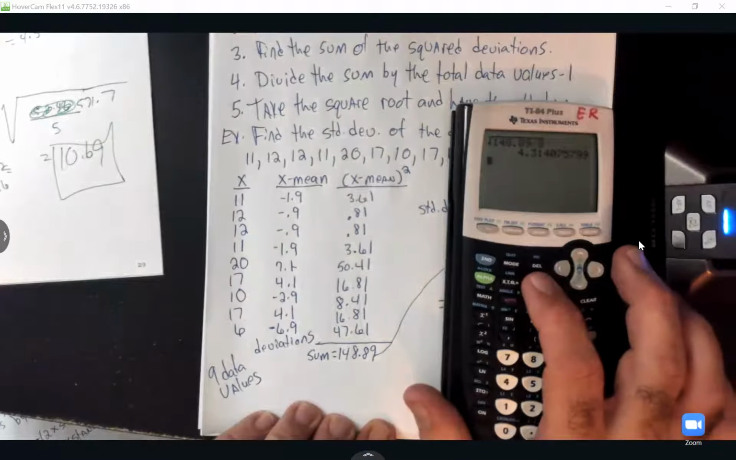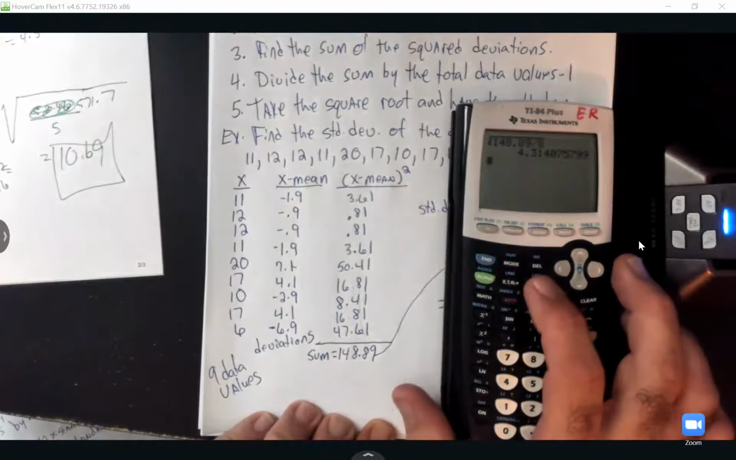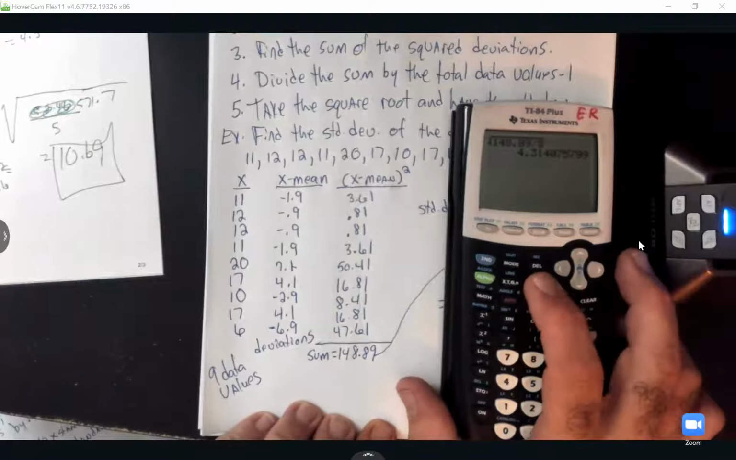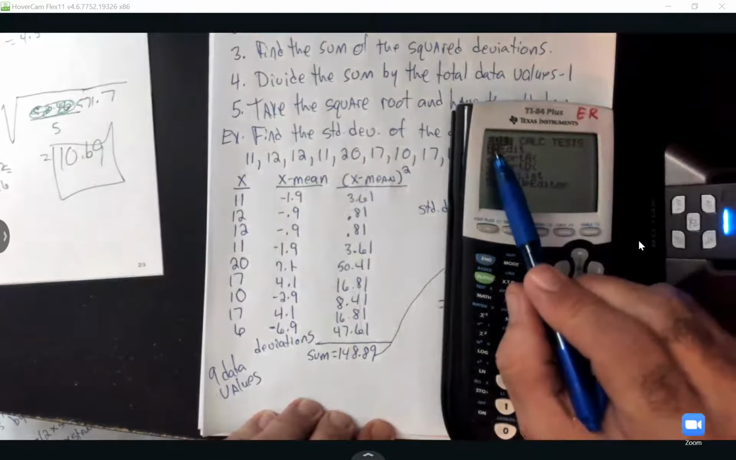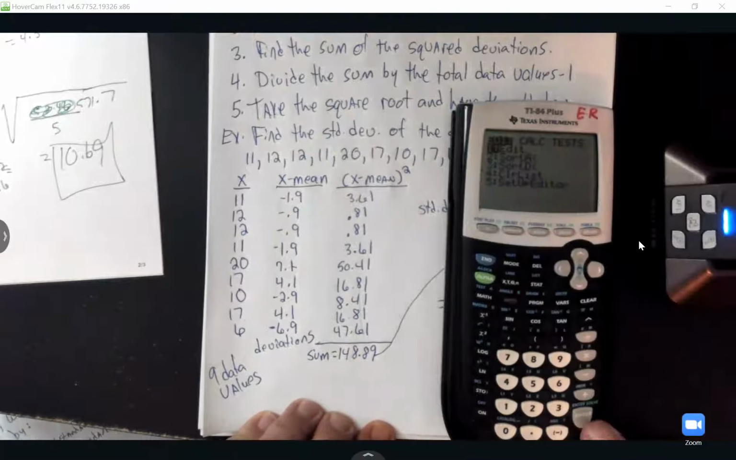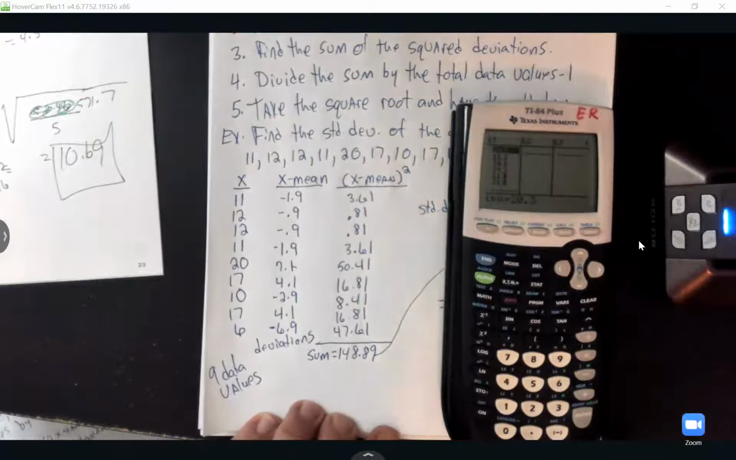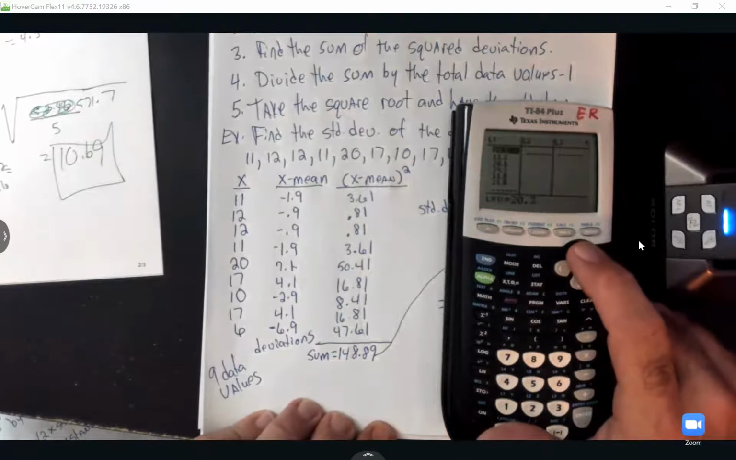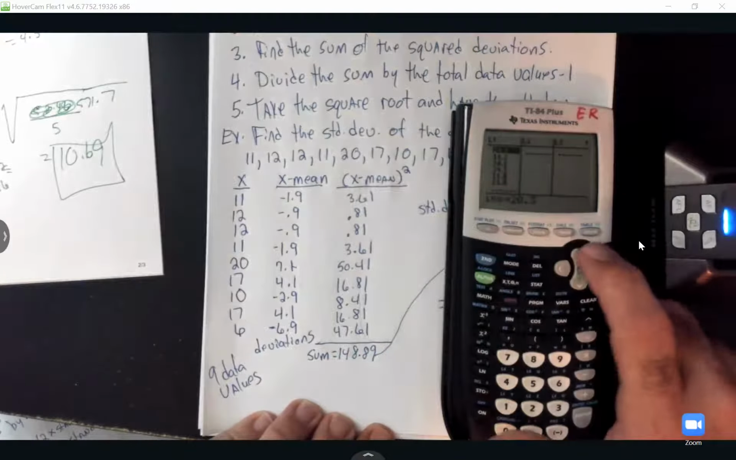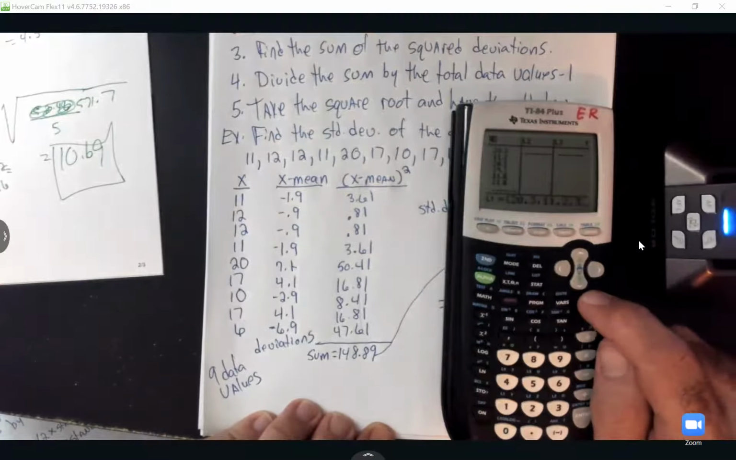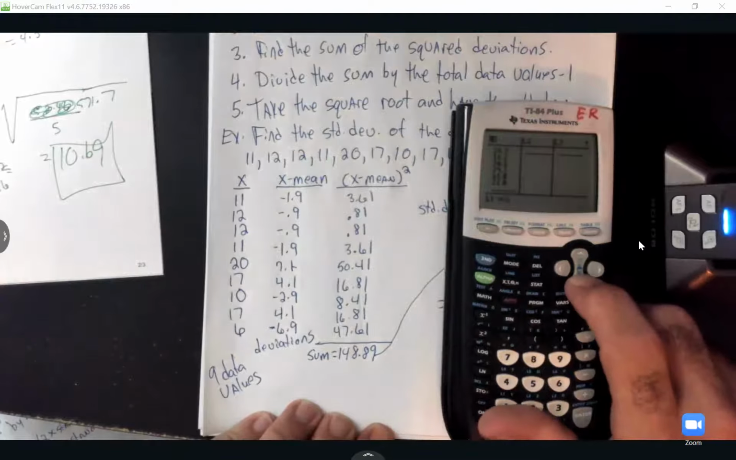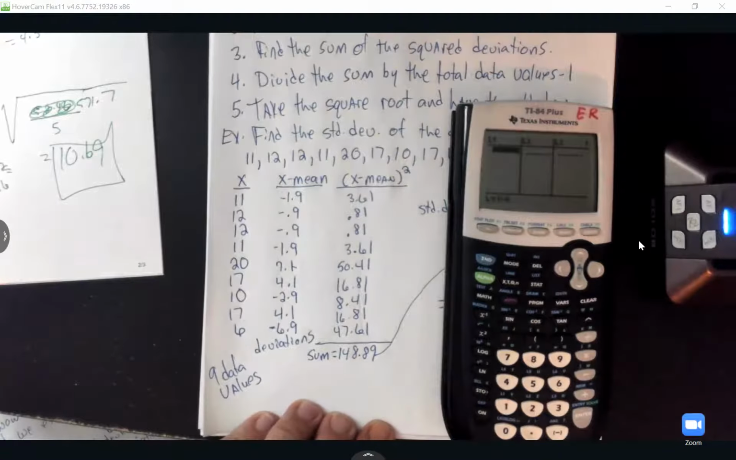So the first thing I do is I hit the stat button because we're doing stat work, right? So hit that stat button. It's highlighted on edit at the moment. So I'm going to hit enter because it's already highlighted because we're going to edit this. So look, I need to clear out this L1 to put my numbers in. So I'm going to arrow up where it says L1, hit the clear button. And when I come back down, watch what happens. It cleared it out.